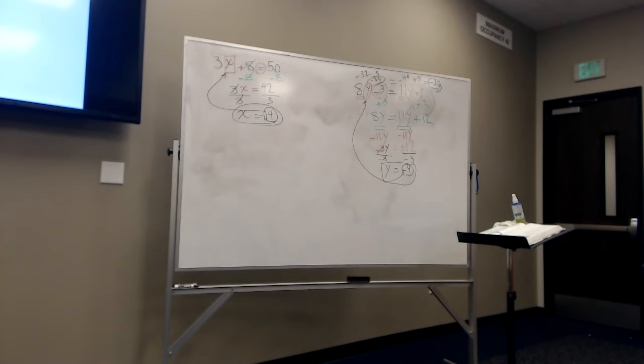Okay. Cross products principle for proportions. Again, please look at your PowerPoint. If you have a over b equal to c over d, you can cross multiply.